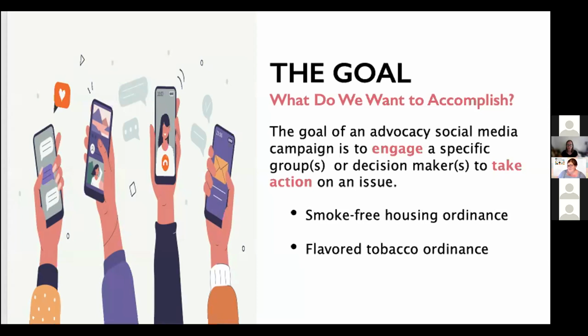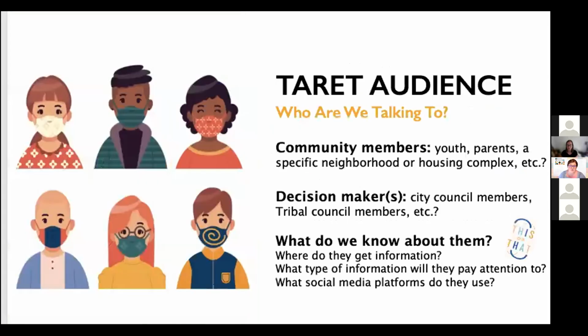So we kind of already have that picked for you, right? Your goal is going to be the specific thing you want to mobilize folks to engage with. For the sake of our conference, it's going to be the smoke-free housing ordinance or the flavored tobacco ordinance. So that's an easy number 1, right? You've got a choice between the 2 for your goal. But when you are working on other issues in your coalition, of course, they'll be broader than this.